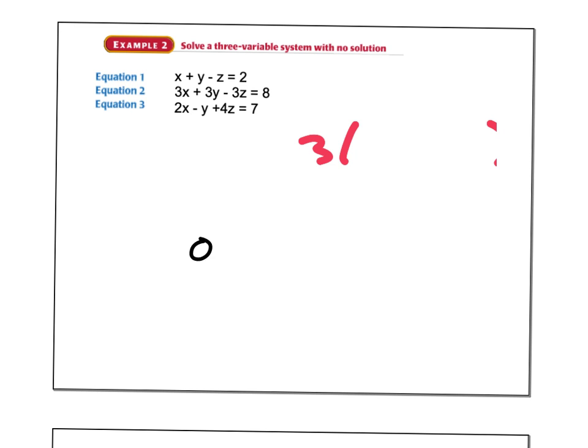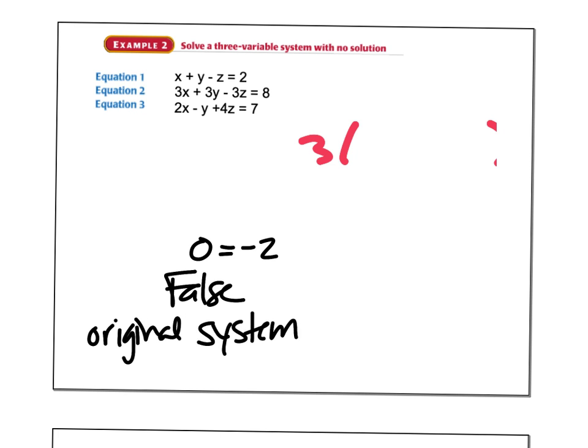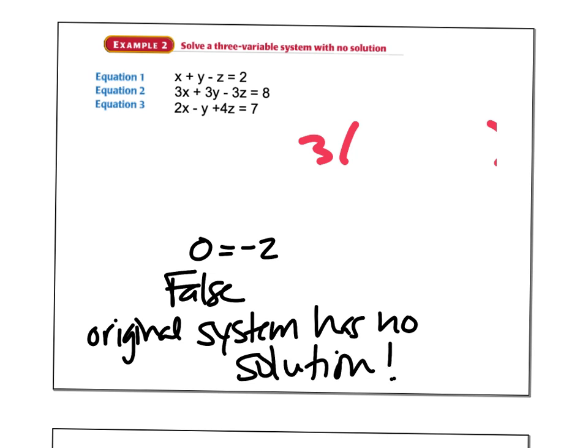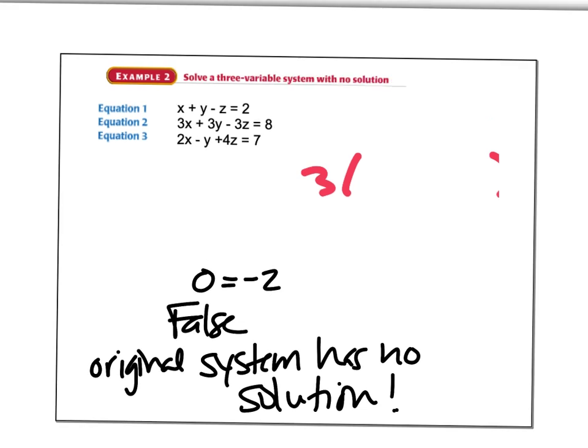So right off the bat, you end up with 0 on your left side and a negative 2 on your right side, and that is just plain false and can't happen. And so you would say that your original system has no solution. And go back to that first slide and see what that picture looks like again. There's three situations where your three equations would have no solution. And that's it for that one.